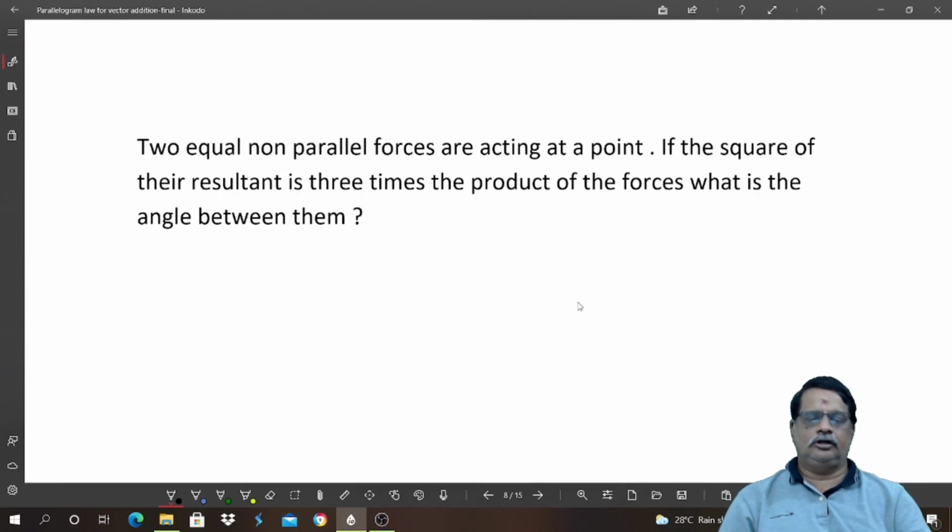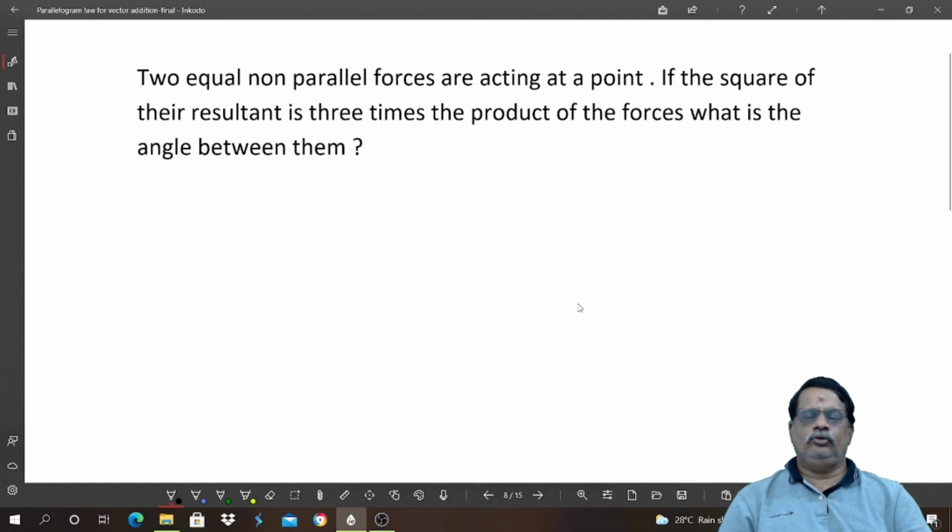Now let us do a small problem. Two equal non-parallel forces are acting at a point. If the square of their resultant is 3 times the product of the forces, what is the angle between them?